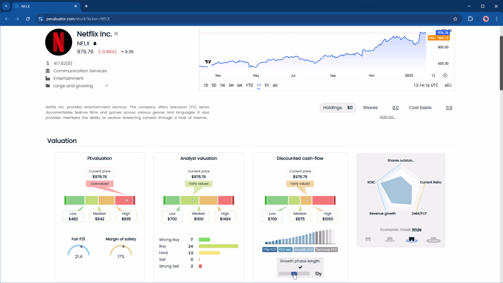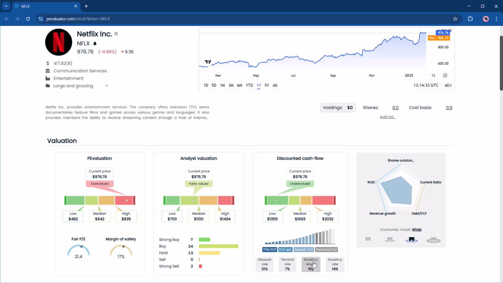Next, we decide on the terminal growth rate. This is the growth rate expected into perpetuity. A good rule of thumb is to have this around average inflation, lower for declining companies and industries, and higher for companies that are still growing after the initial growth phase. We'll set the terminal rate at 7%, which is on the higher end.